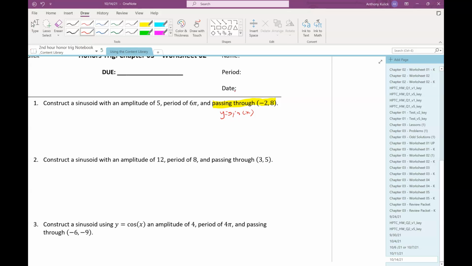All right. So first things first, I'm going to start with the amplitude. I know the amplitude is the same as the absolute value of A. So I know that A is either positive 5 or negative 5. I'm not sure which one yet. We'll decide that in a few minutes. And since the period is 6 pi, I know the period is 2 pi times the absolute value of C. So I can solve for the absolute value of C by dividing both sides by 2 pi, and now C could be either positive 3 or negative 3.